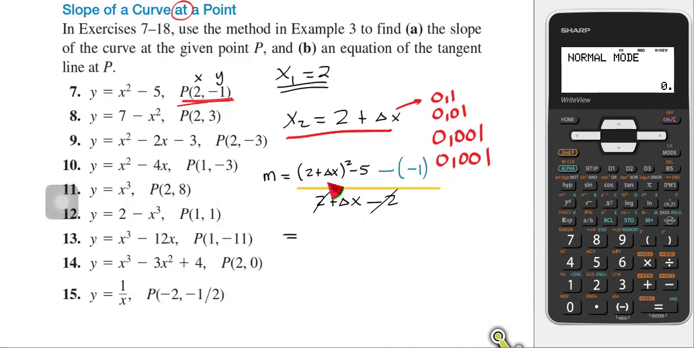All right, it is, but they're not telling you. They're kind of saying you could use this. So now let's open that bracket. I square the first one, it's a 4, and then double it is going to be 4 delta x, and then plus delta x squared, minus the 5 plus the 1. That's the numerator. We good with that one? And then all over the delta x.